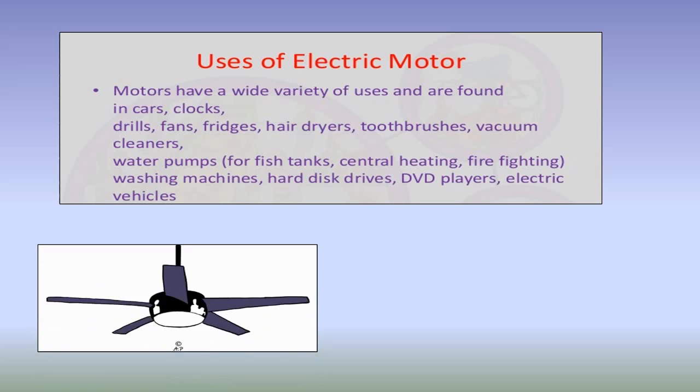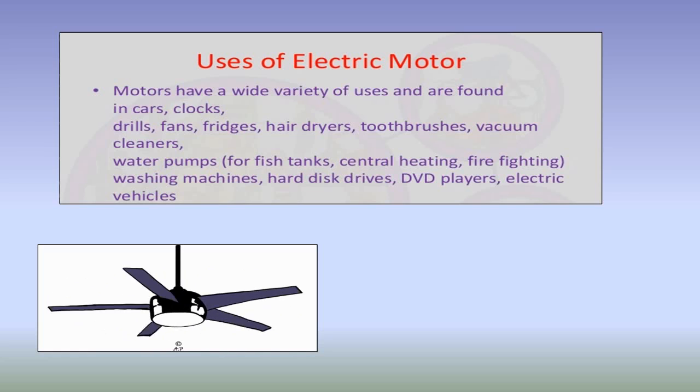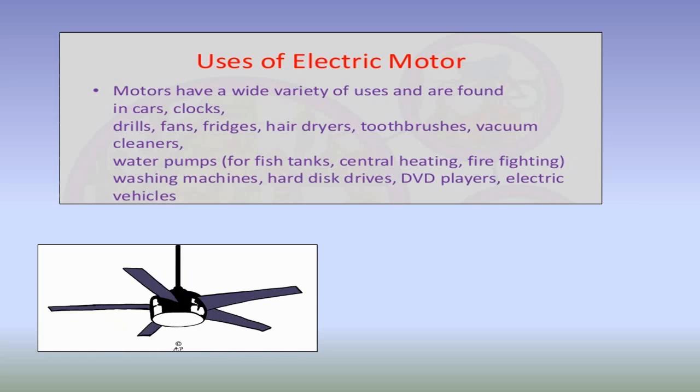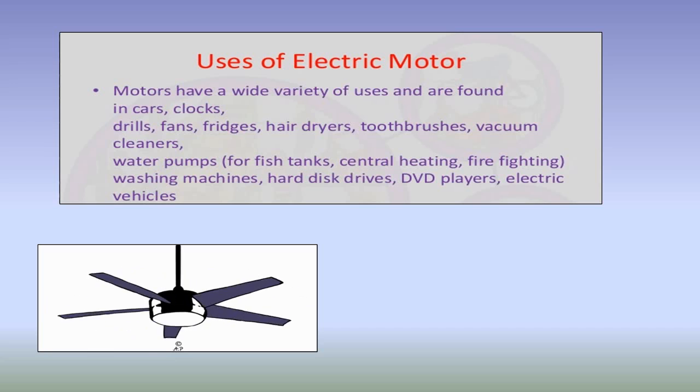On the screen we see a GIF image of a fan. So when we switch on the button, the fan rotates, right? It is because of this electric motor. There is a motor inside the fan, and when the electricity is passed through this motor, this energy, that is the electrical energy, is converted to mechanical energy due to which the fan rotates and we get breeze.